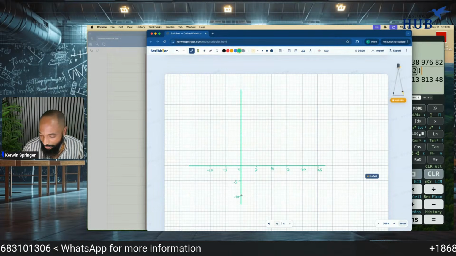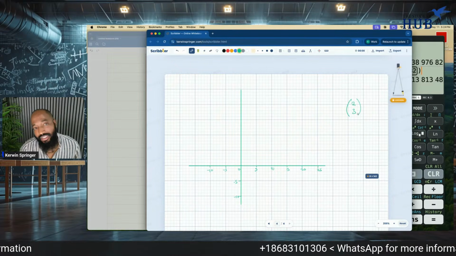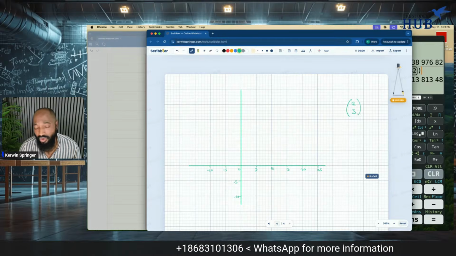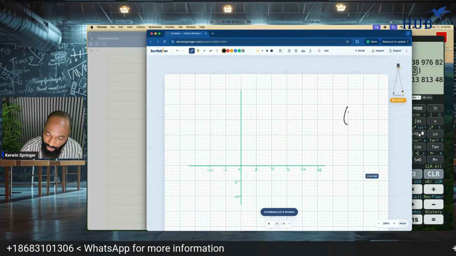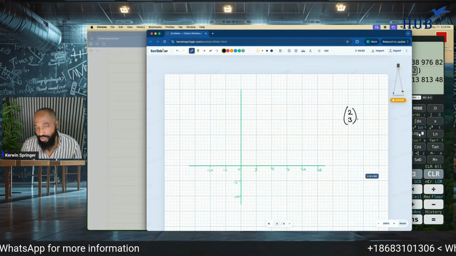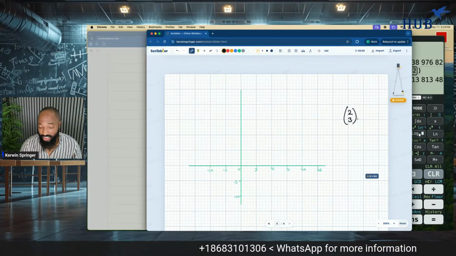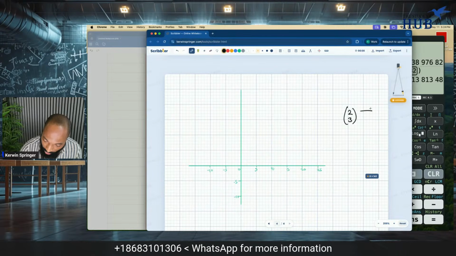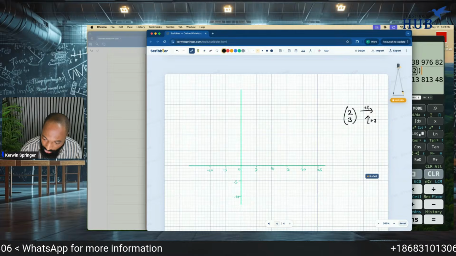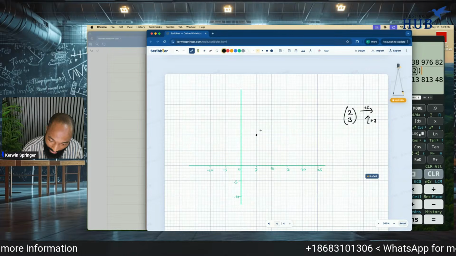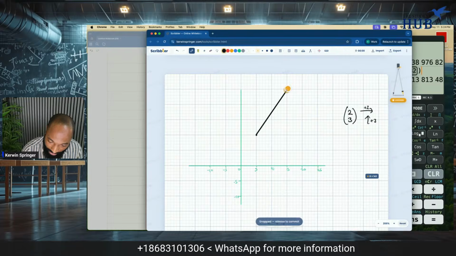If I create a random vector like 2, 3, do you know how to draw that vector? Technically, we don't know how to draw that vector because it doesn't have a spot that we want it to go from. So that vector could be in any location. That vector just means go across 2 and go up 3. So if I start here, I go across 2 and I go up 3. That is that unnamed vector.